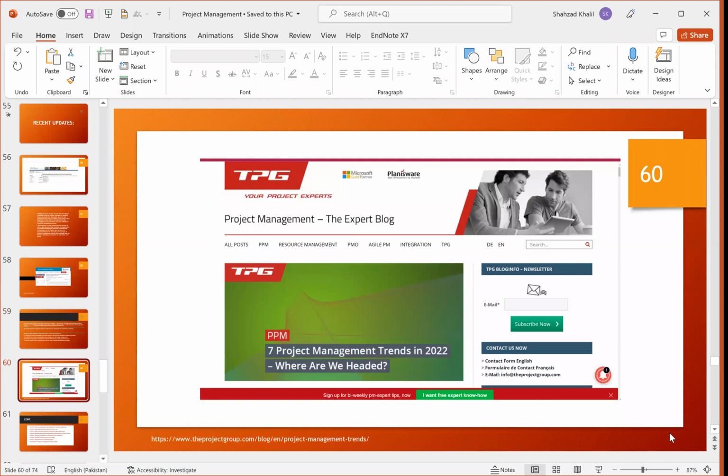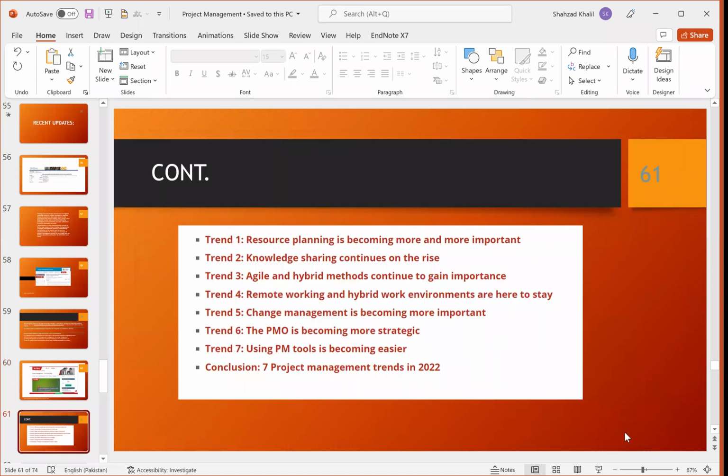It is one of the new articles on project management. There are 7 project management trends in 2022. Trend number 1 is that resource planning is becoming more and more important. Knowledge sharing continues on the rise. Trend 3 is agile and hybrid methods continue to gain importance. Remote working and hybrid work environments are here to stay. Change management is becoming more important. Project management offices are becoming more strategic. Using project management tools is becoming easier. So these are the 7 project management trends in 2022.